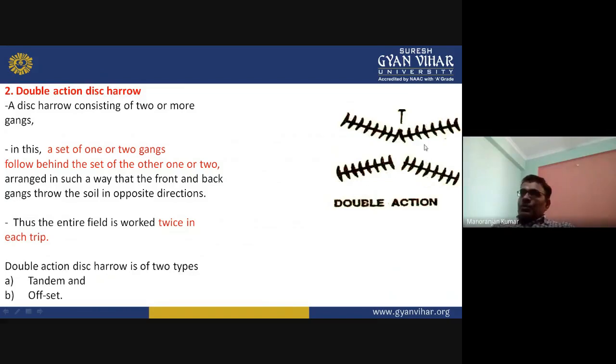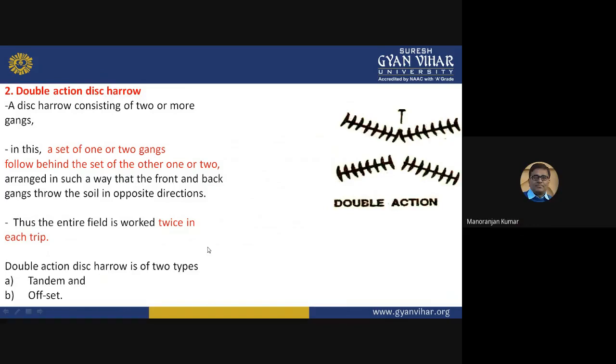Thus, when this harrow is in operation, the entire field is worked twice in each trip. Suppose this harrow is going from here to here, then in each trip the single soil will be pulverized two times in just opposite directions. So that's why the entire field is worked twice in each trip.